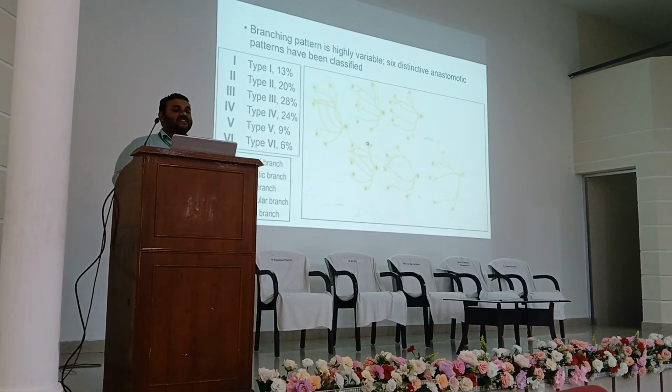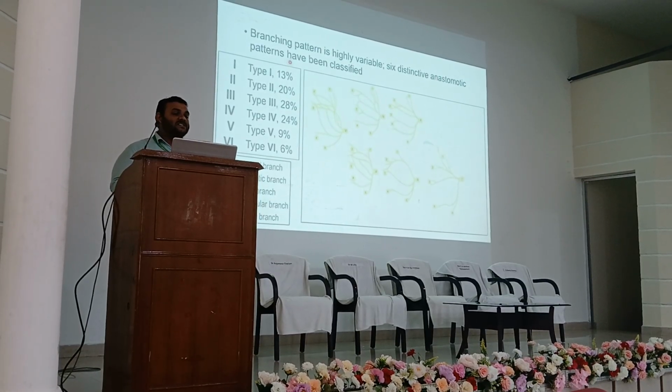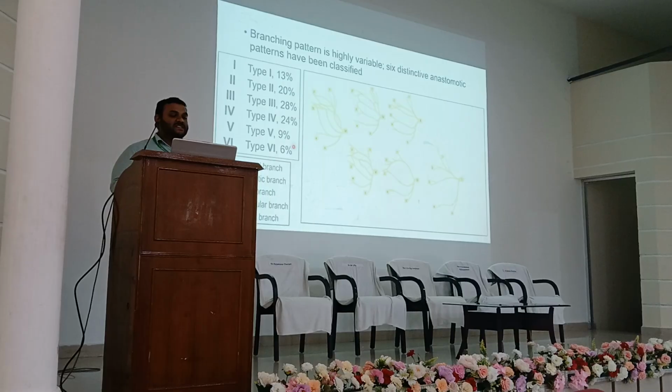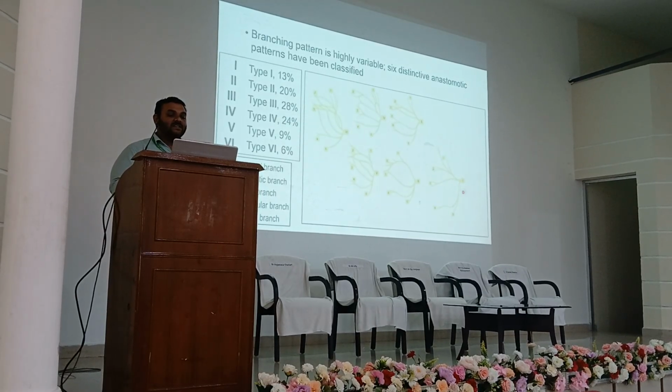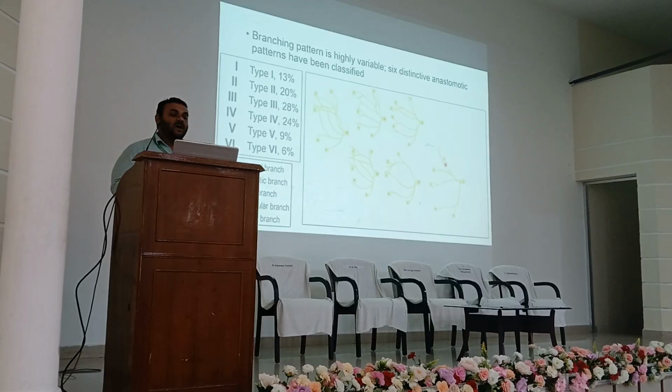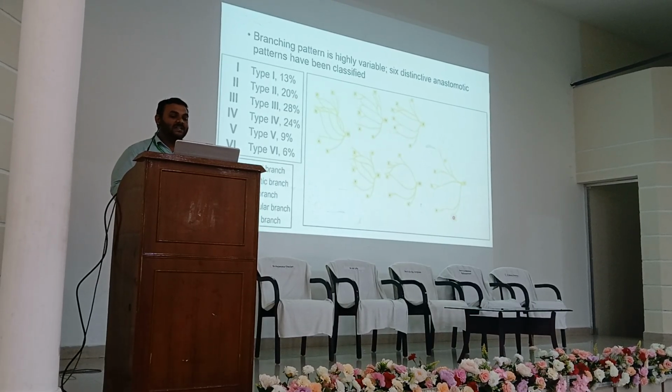The branching pattern is highly variable. Six distinctive anastomotic patterns have been classified, type 1 to type 6. This is type 1. This is the upper division, and this is the lower division. This is temporal, zygomatic, buccal, marginal mandibular, and cervical.